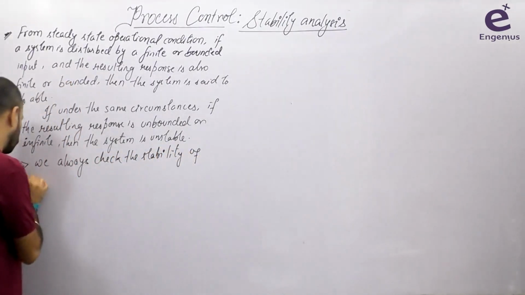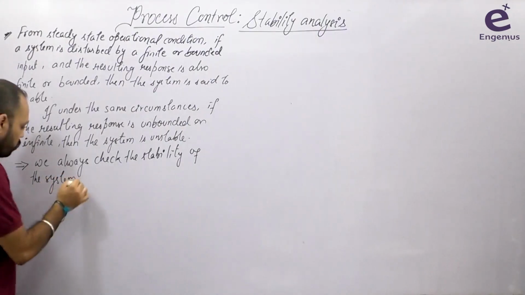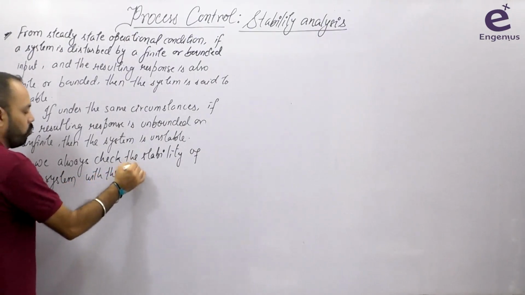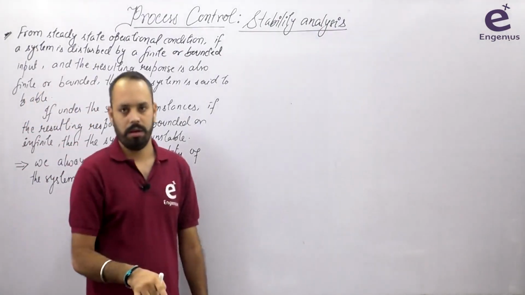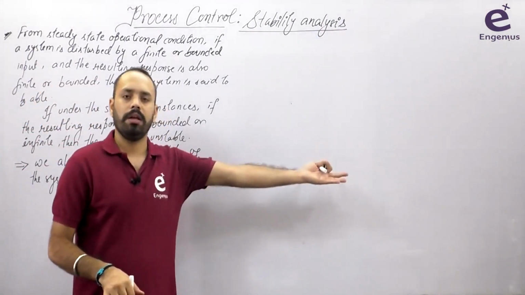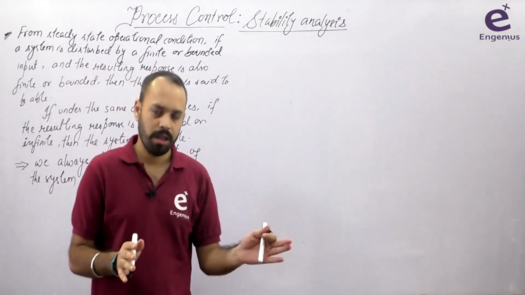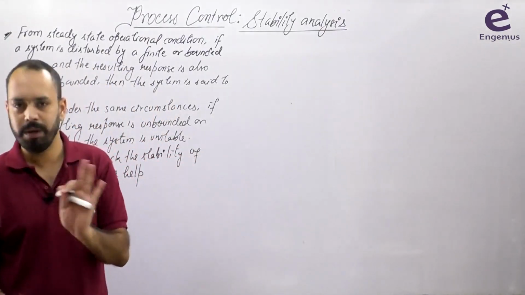Stability of the system is checked by using bounded input. We will never give unbounded input. Input must be bounded. Now the output is bounded or unbounded. It will decide whether the system is stable if the output is bounded, or unstable if the output is unbounded. But the input should never be unbounded.